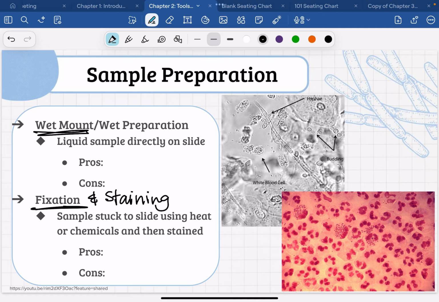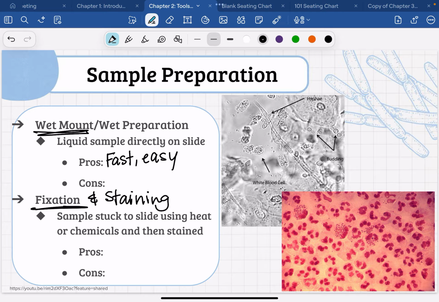Now, the pros of this are that it's fast and easy. It takes 12 seconds to put something on a microscope slide and put it under the microscope. You're literally just taking a drop of something and sticking it under there. There's basically no other prep work required. There's no staining, there's no wait time. It's very fast, and it's very easy.